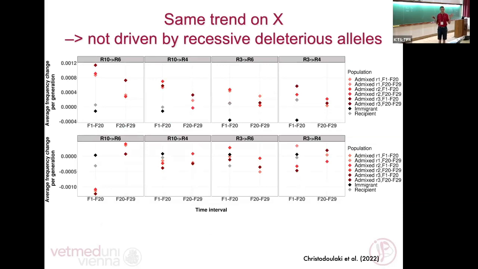So you can argue that this may be driven by recessive deleterious alleles, but the X chromosome, due to its homozygosity, doesn't have many recessive deleterious alleles. So the question is, if it were recessive deleterious alleles driving it, you shouldn't see it on the X chromosome. And we see exactly the same pattern on the X chromosome. So I don't think that this is recessive deleterious alleles driving it.